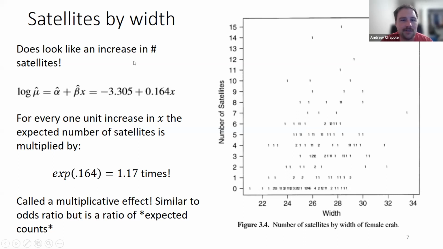Whenever I actually fit this Poisson regression, I get these estimates here. And here, the exponent of this coefficient is just like an odds ratio, except it's instead a multiplicative ratio. That means if I expect 4 satellites for a given crab, and they increase their width by 1 centimeter, then that's going to increase their expected number of satellites by a factor of 1.17. So it's a multiplicative effect. It's like an odds ratio, but it's a ratio of expected counts.